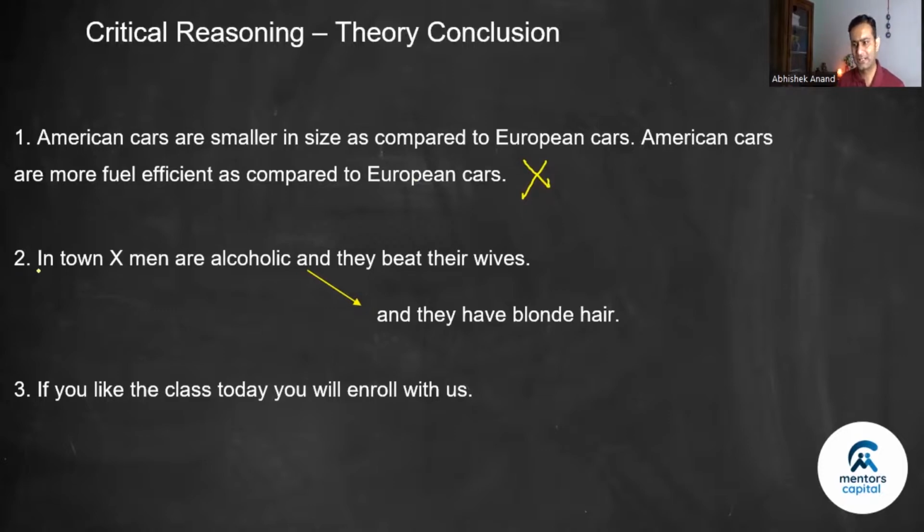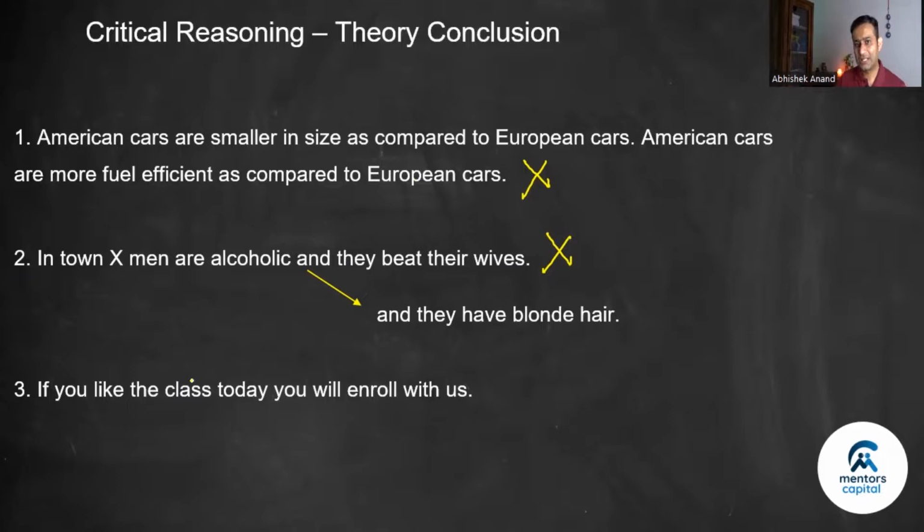If you look at number two, in town X, men are alcoholic and they beat their wives. Did we have any conclusion here? No, we did not have any conclusion here. Why? Again, discussed in detail in that class. There is no premise indicator and no conclusion indicator.